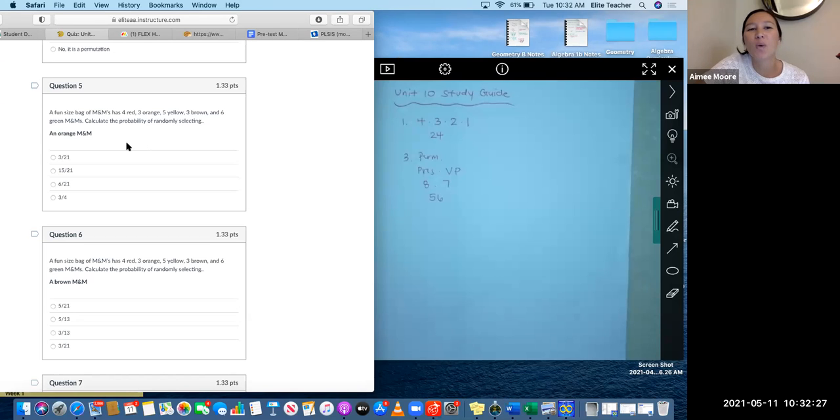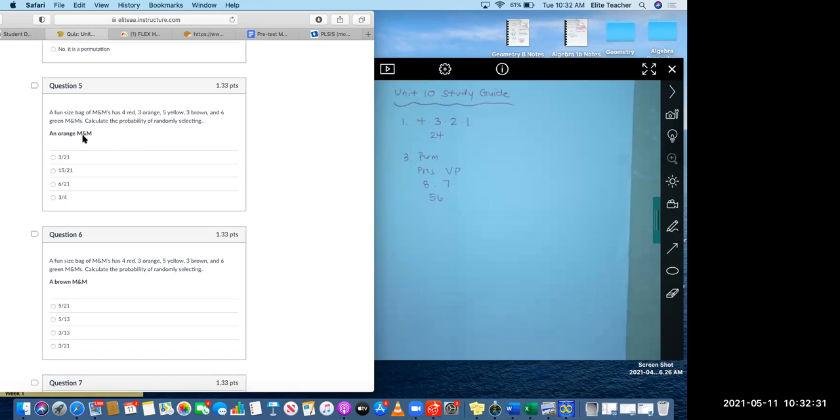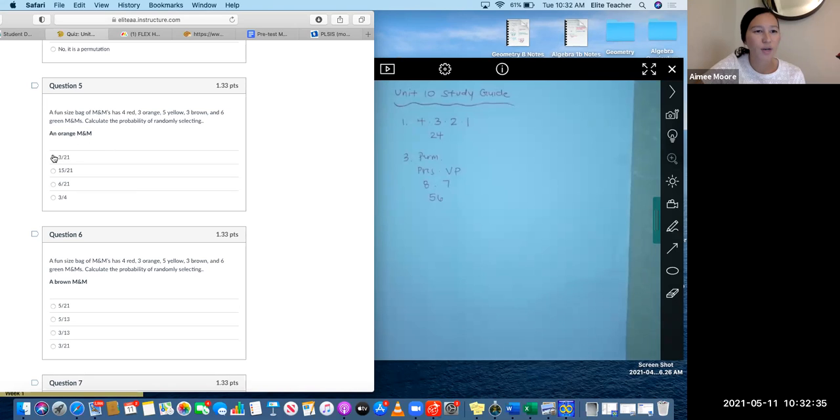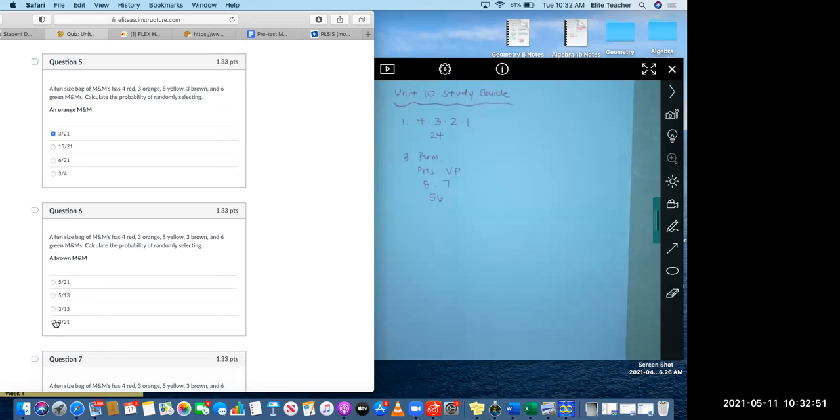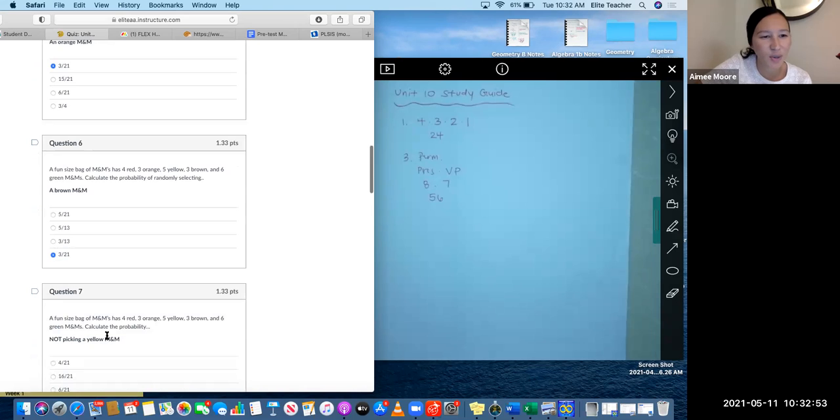So how many of them would be orange? Anyways, 3 out of 21. Okay, and then we have the same bag. Now, what's the probability of randomly selecting a brown M&M? 3 out of 21. There's 3 browns, and there's still a total of 21.